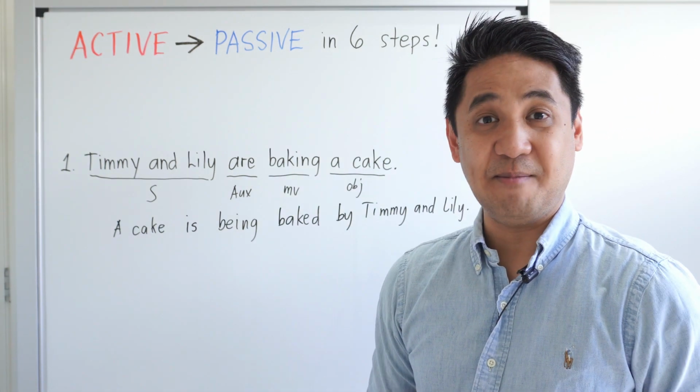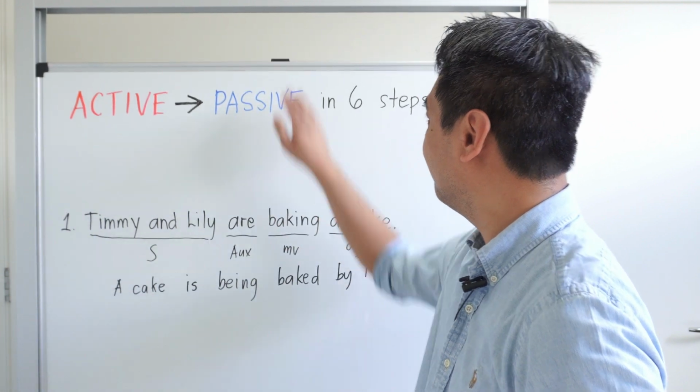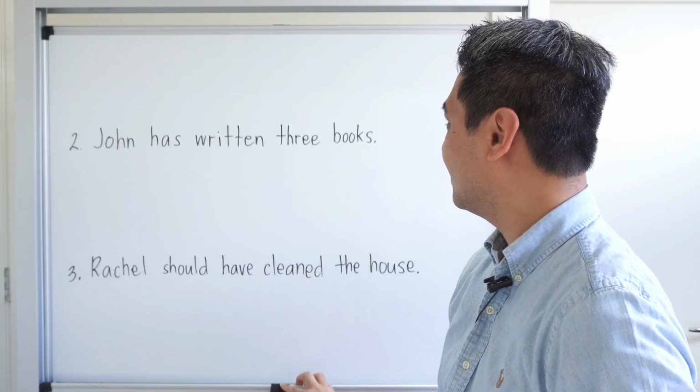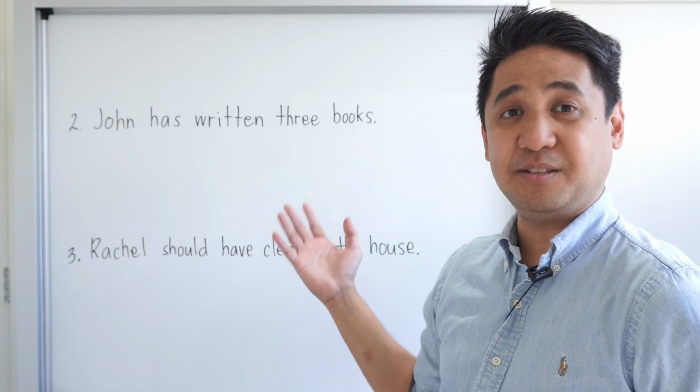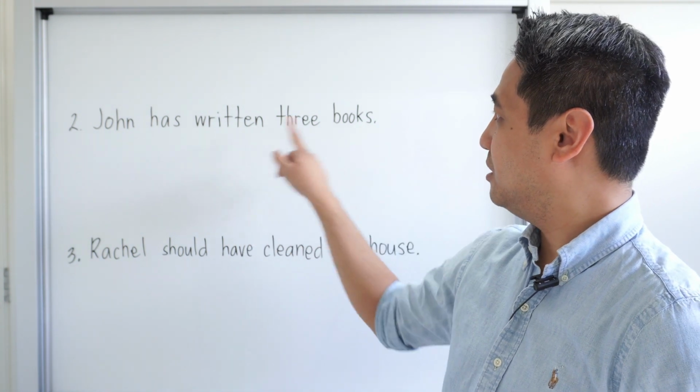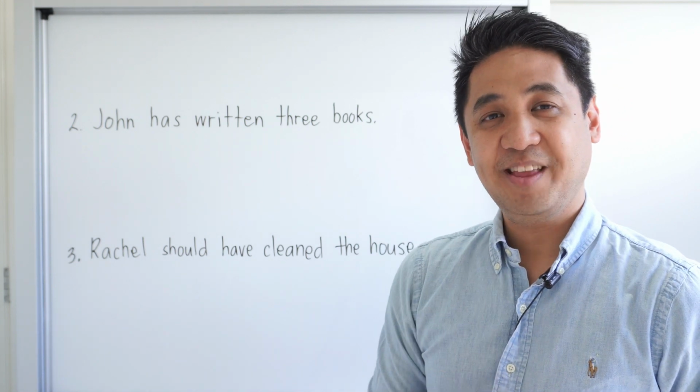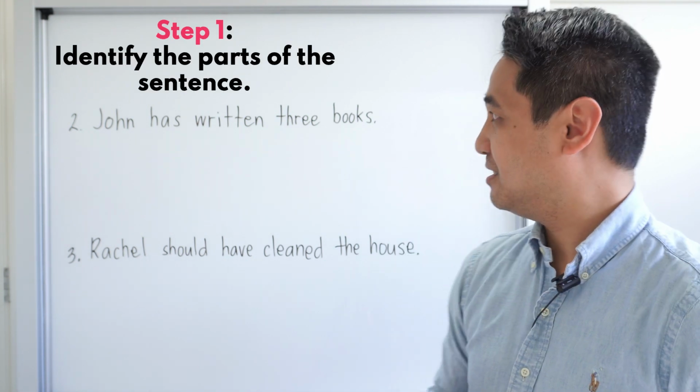Let's try some more examples. We will transform the active sentence into a passive sentence. John has written 3 books. Step 1. Identify the parts of the sentence.